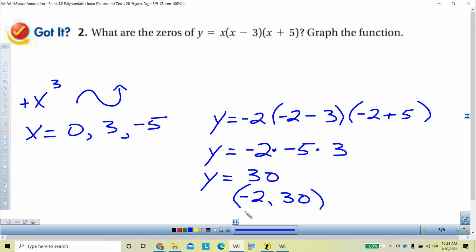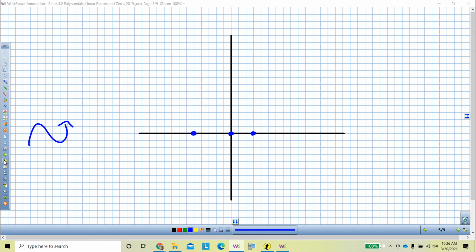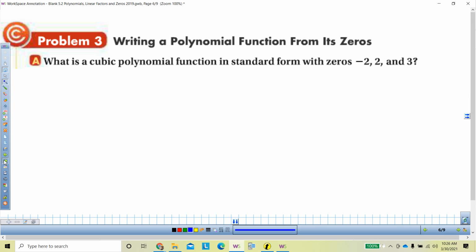So you see 30, right? You're like, oh crap, that's a big number. So that means I'm going to go up by something else on my y-axis. I'll go up by like 5 on my y-axis, just so it'll work out easier. And then we'll do another point over here. So I'm going to choose +1.